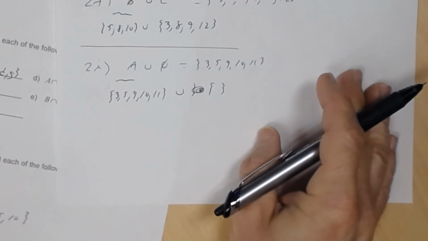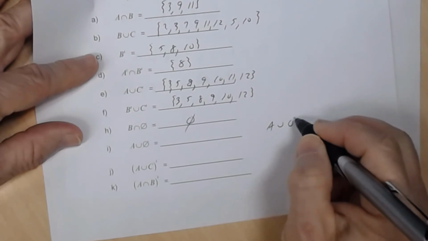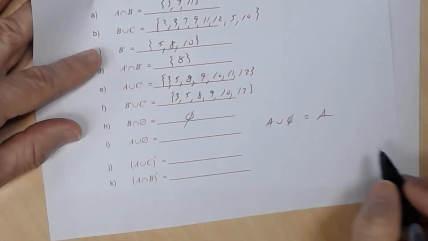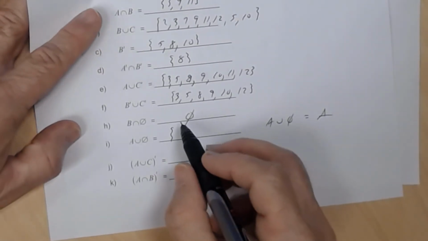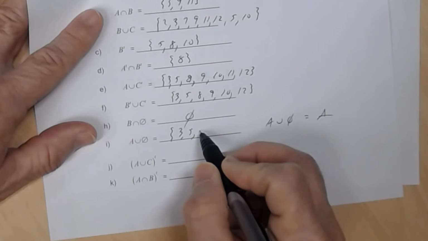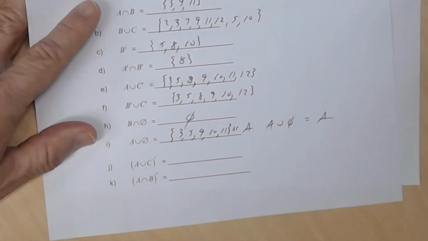So whenever you union a set with the empty set, think about this. Whenever you union a set with an empty set, it's just the set. So if you're going to list it, it's going to be 3, 5, 9, 10, 11.